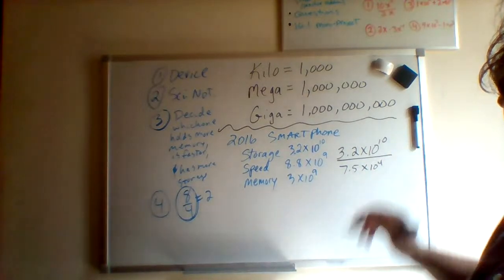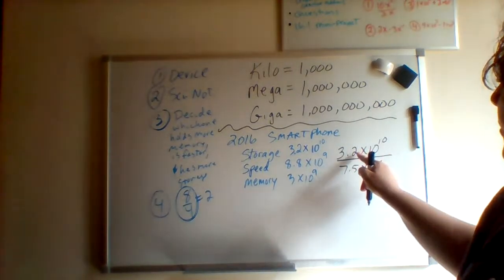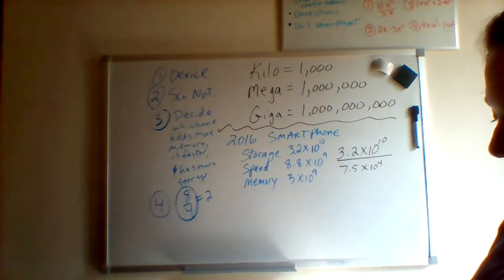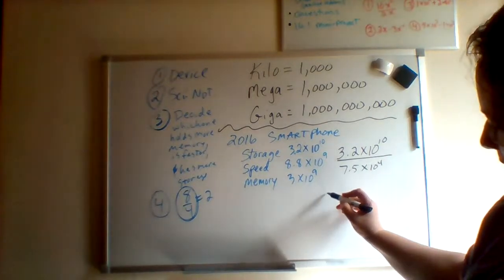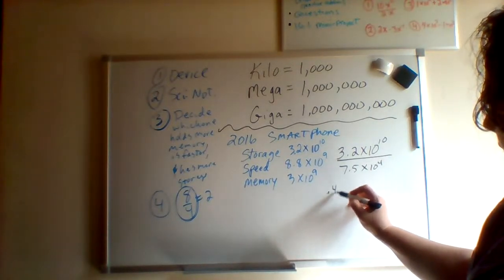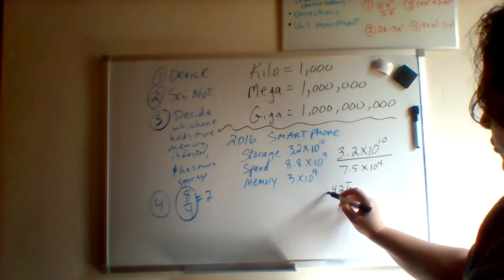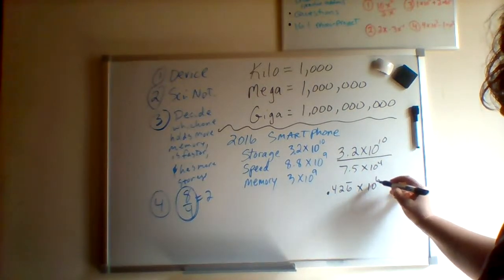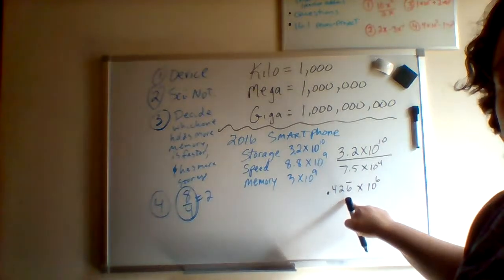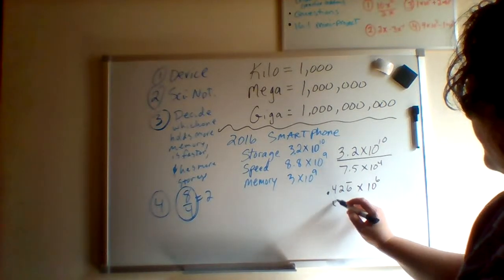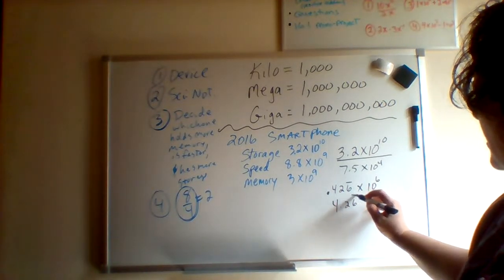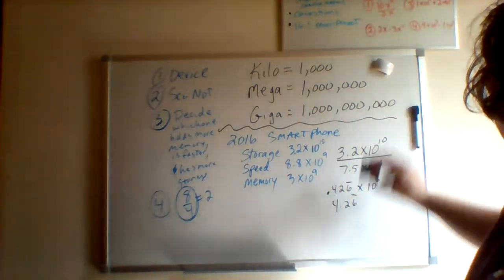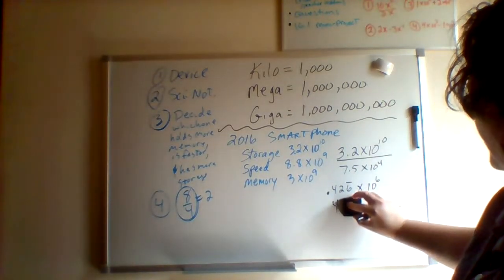Okay, well, what do we get when we divide those? What's 3.2 divided by 7.5? You would get 0.426, and the 6 is repeating. And what's 10 minus 4? It's just 6. Make this scientific notation. 4.2 times, actually, you can make that 4.3.